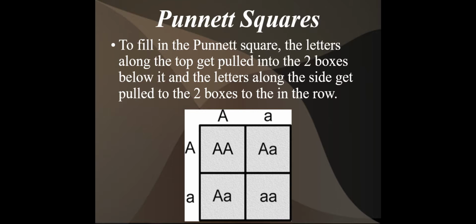What you're looking at here is they're just going to take that big A and drop it into the box below it, and then the box below that, and the big A on the side is going to come over straight across, and one will go there and the other in the far box.